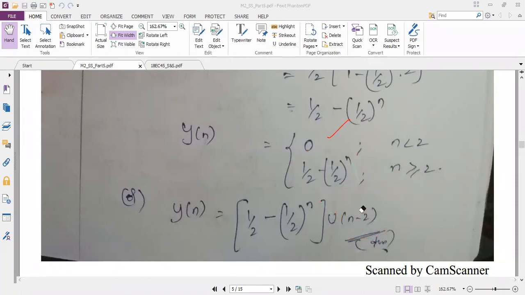Do you have any confusion in writing the y of n in two ways? Y of n I have written in two lines like this, or these two lines can be compressed like this. Is there any doubt in this? Can I consider that you have understood this problem? Yes or no?